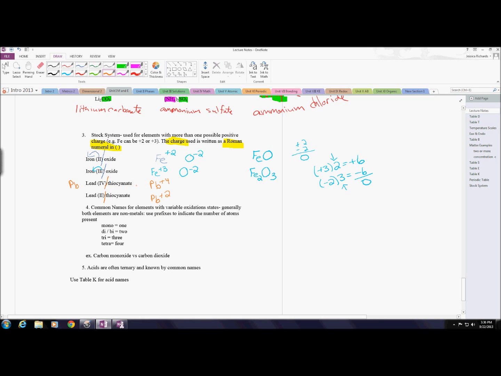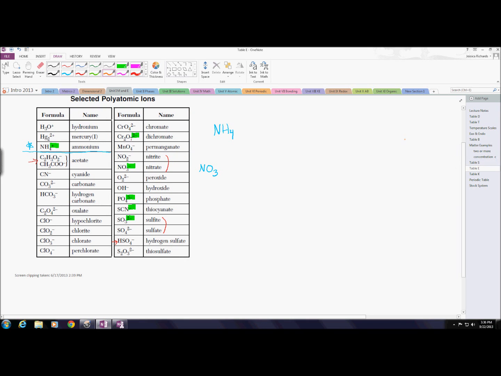Thiocyanate does not sound familiar. It doesn't end in -ide, so it's probably not an element. The first place I'm going to go is table E to see if it's one of my polyatomic ions, and here it is. Thiocyanate, SCN, with a total charge of -1.